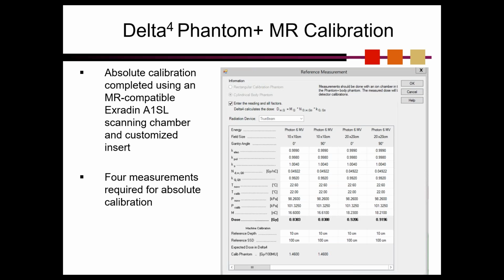For anyone that's been through the process of calibrating the older Delta4 models, which required a full disassembly of the unit, this calibration procedure is going to be significantly easier. And for anyone currently working with the non-MR compatible Delta4 Phantom Plus, the process will be essentially identical. The presence of the ViewRay magnetic field did not introduce any significant obstacles to the calibration process.